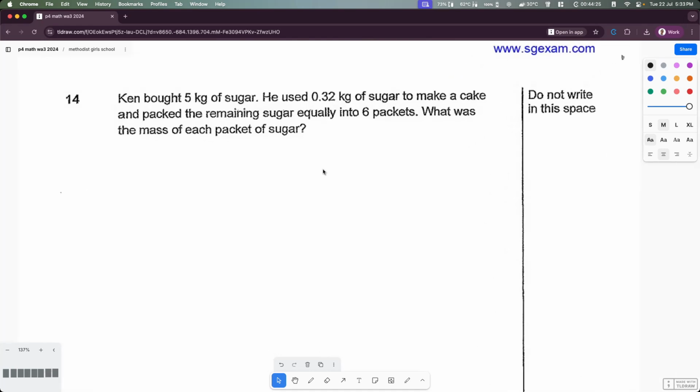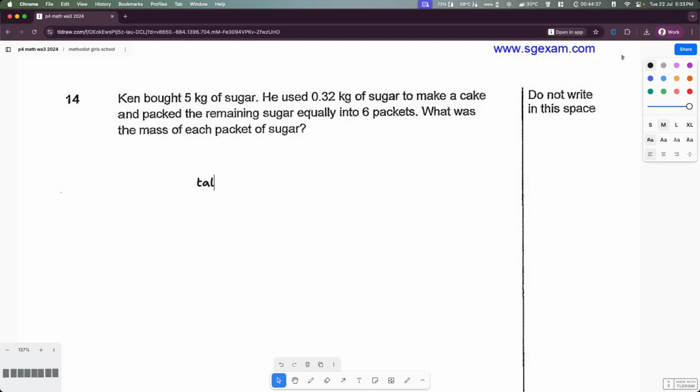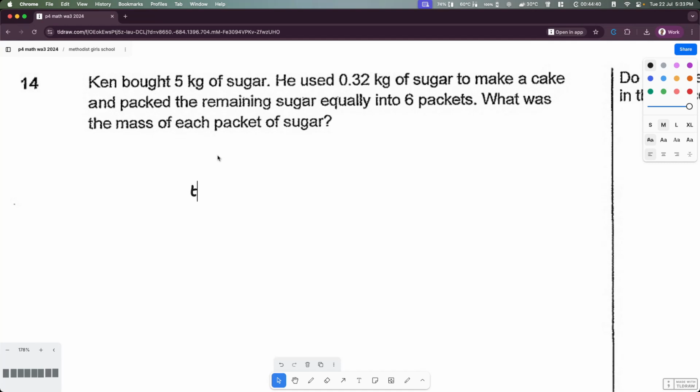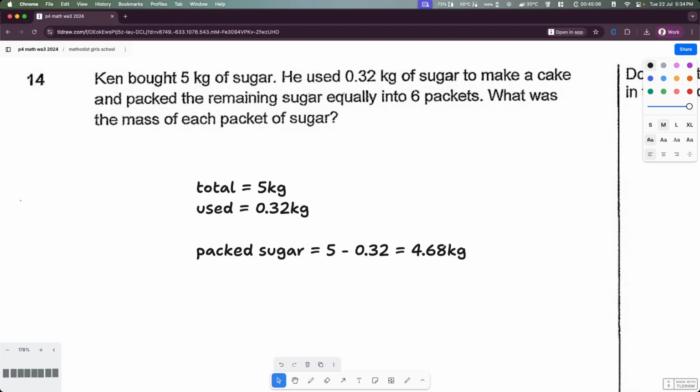Okay, question 14. Ken bought 5 kg of sugar. He used 0.32 kg of sugar to make a cake and packed the remaining sugar equally into 6 packets. What was the mass of each packet? Okay, so total of sugar, let me just zoom this in. Total is equal to 5 kg. Then he used 0.32 kg. So let's have 5 minus 0.32, and this will give us 4.68 kg. Okay, and now we want to divide it by 6.